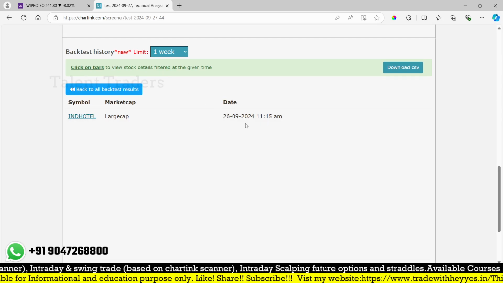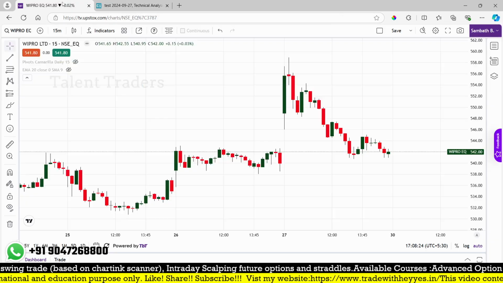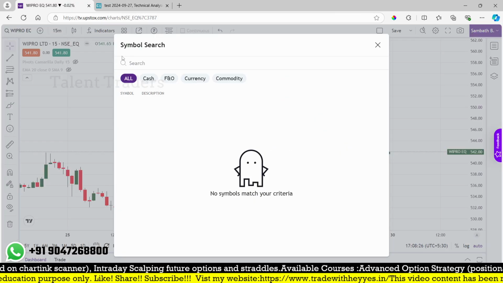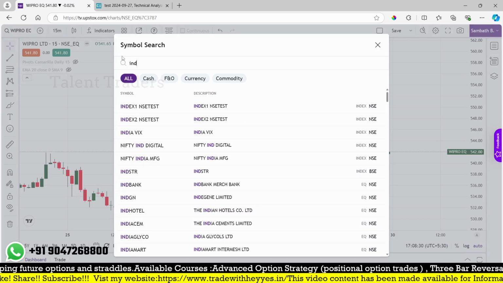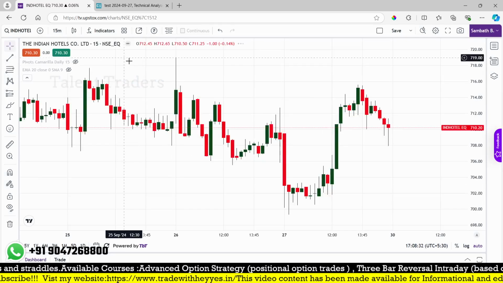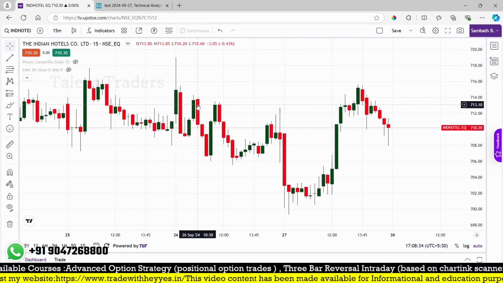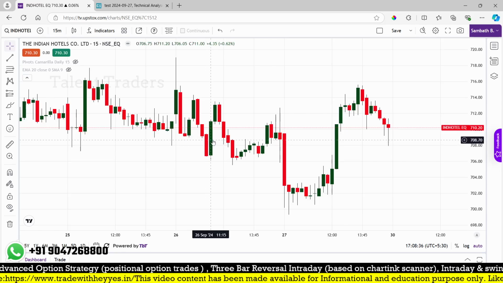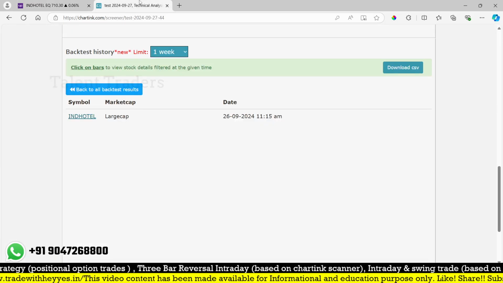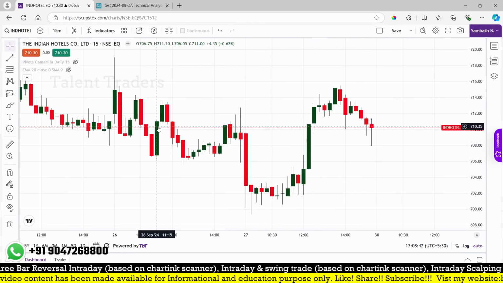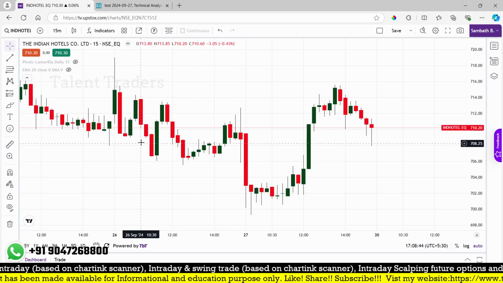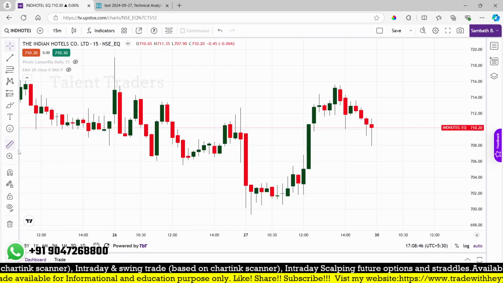Then there's Indian Hotels, 26th, 9 11:15. Let me check Indian Hotels. So that is the condition which I have created, and you can look at this 1, 2, 3 and 4 candles. So 11:15, right? Exactly 11:15. That is the pattern which I'm looking for. Maybe the stop loss gets triggered, no worries. It will not repaint. That is very important.